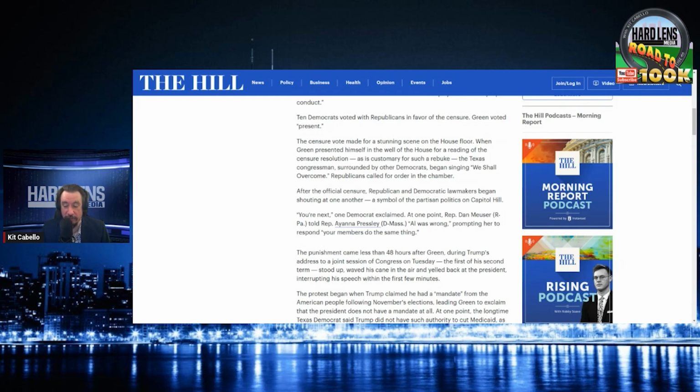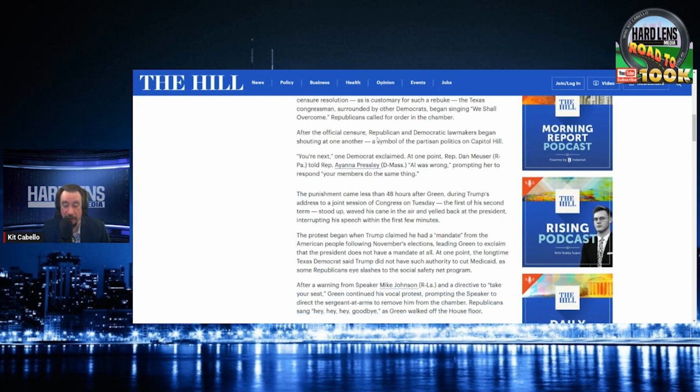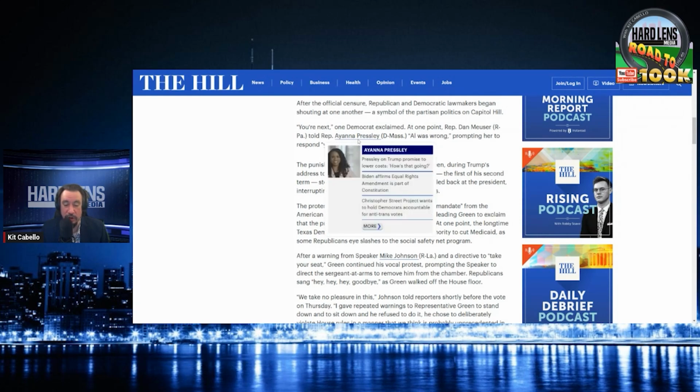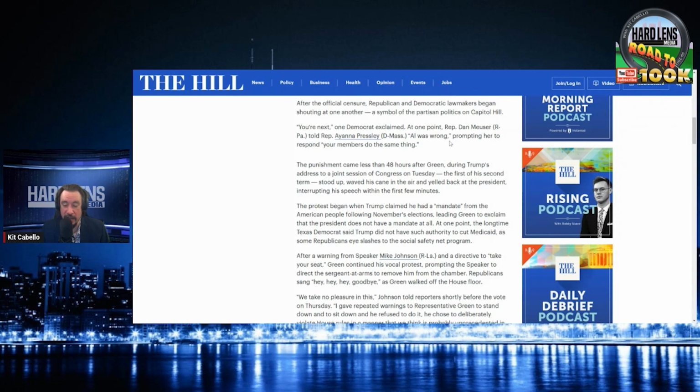As is customary for such a rebuke, the Texas congressman, surrounded by other Democrats, began singing "We Shall Overcome." Republicans called for order in the chamber. After the official censure, Republican and Democrat lawmakers began shouting at one another, partisan politics on Capitol Hill. "You're next," one Democrat exclaimed at one point. Representative Dan Meuser, Republican, told Representative Ayanna Pressley, Al was wrong, prompting her to respond, "Your members do the same thing."